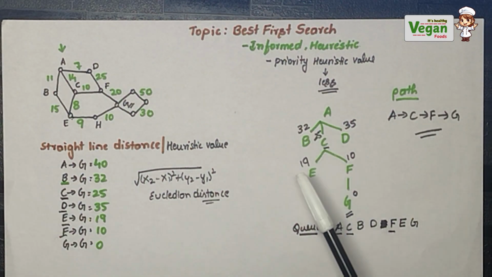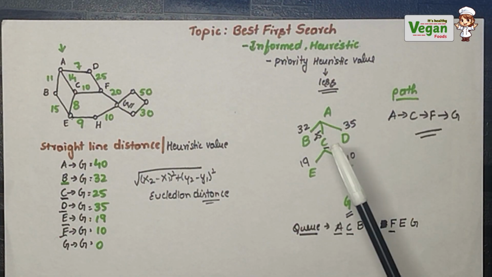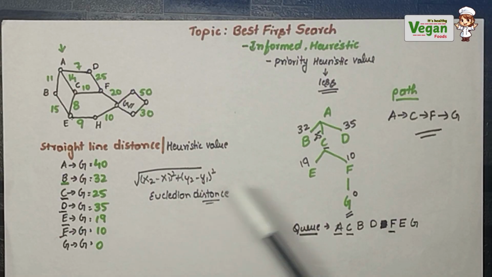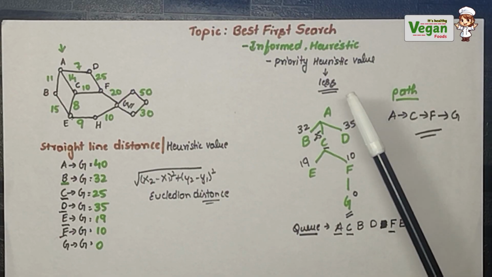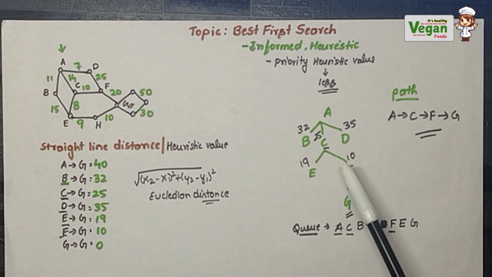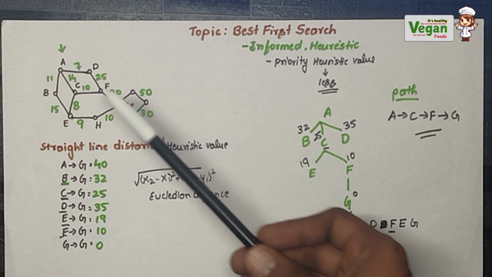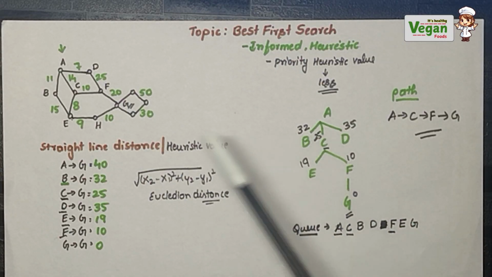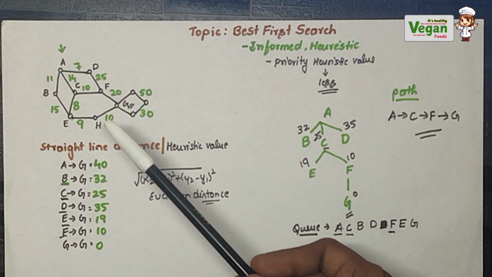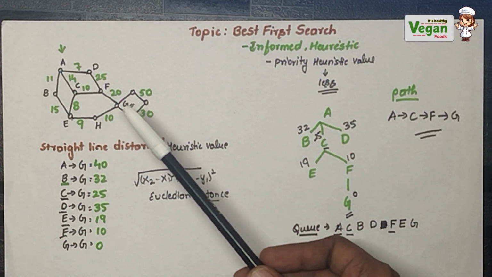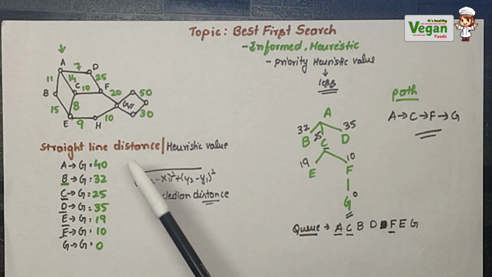From C we could have gone to E and F, but when we compared their heuristic values, F had the least. When the heuristic value is less, priority is more, so we went to F. From F we could have gone back to D, but we can't because it was already traversed, and C was also already traversed. So the only possible way was to go to G.